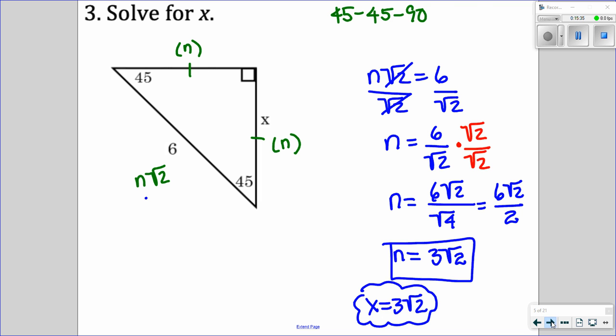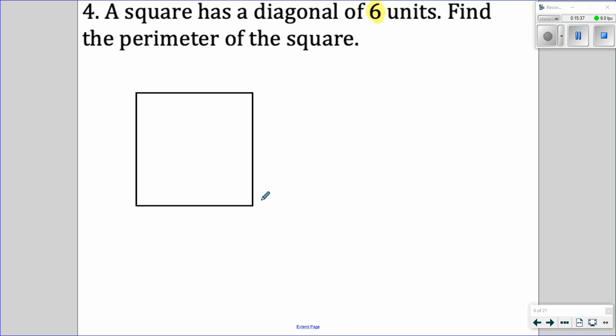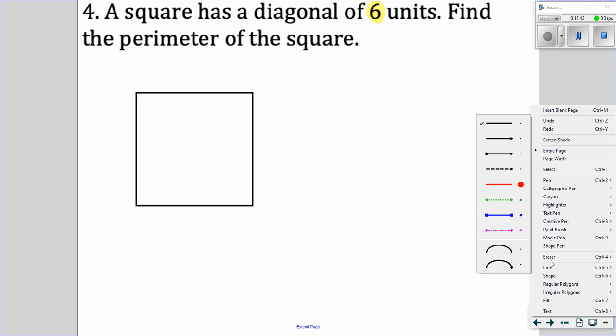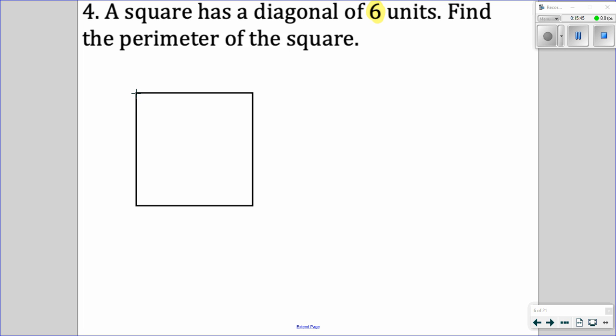All right, let's do one more with the 45, 45. All right, so it says a square has a diagonal of 6 units. So we need to draw the diagonal, and I'm going to draw that.